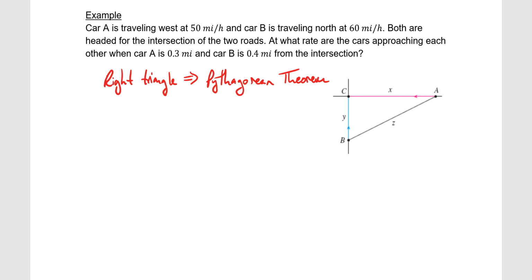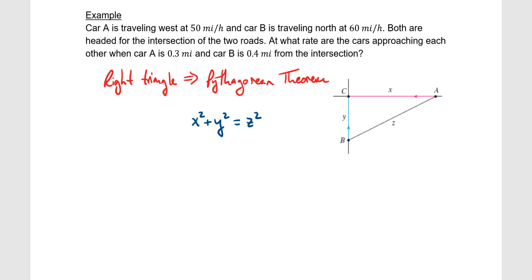So let's go ahead and write it down. Based on what we have, the sides here are already labeled for us. Side X is the distance between A and the intersection. Side Y is the distance between B and the intersection. And then side Z is the distance between car A and car B. Based on this setup, we know it's going to be x squared plus y squared equals z squared.